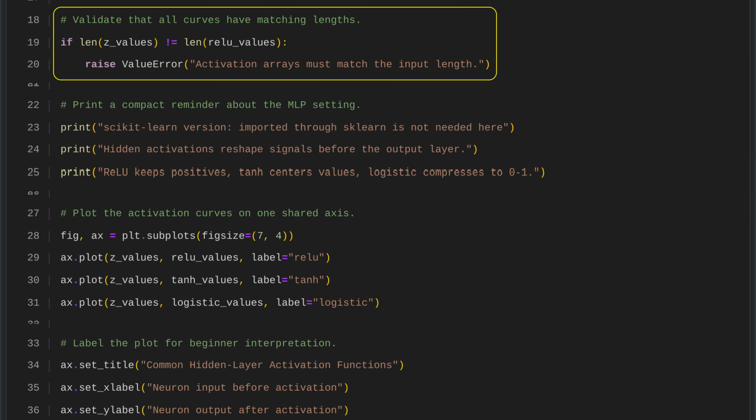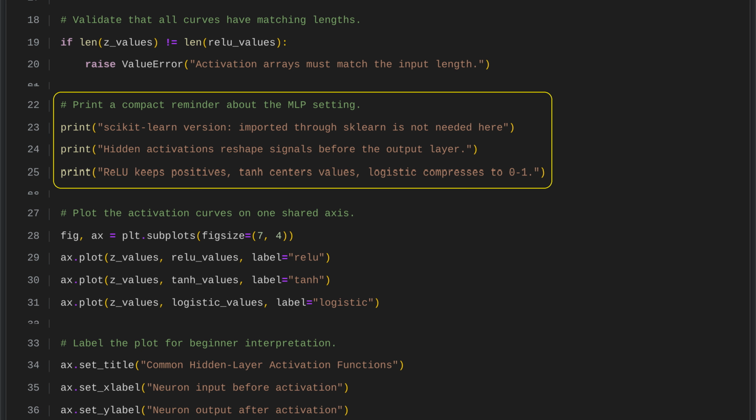The code verifies that the input signal and the ReLU activation results have the same length, so each input value has a matching output. If they do not match, it raises an error to stop further processing. This check helps prevent problems during later steps, such as plotting or analysis.